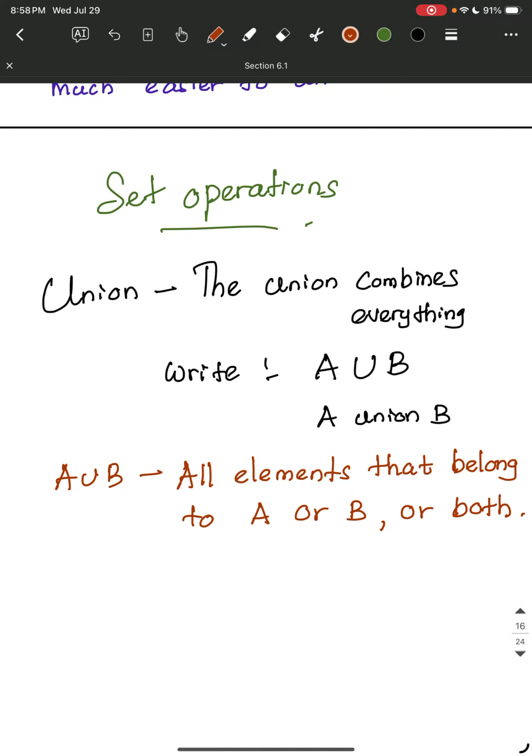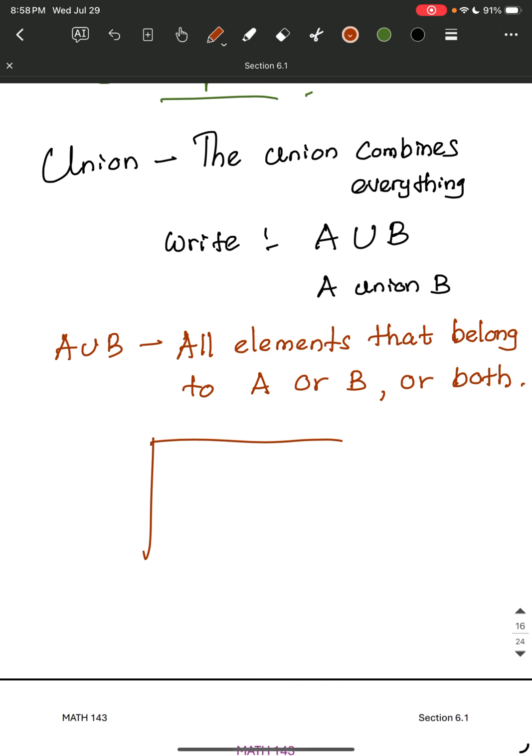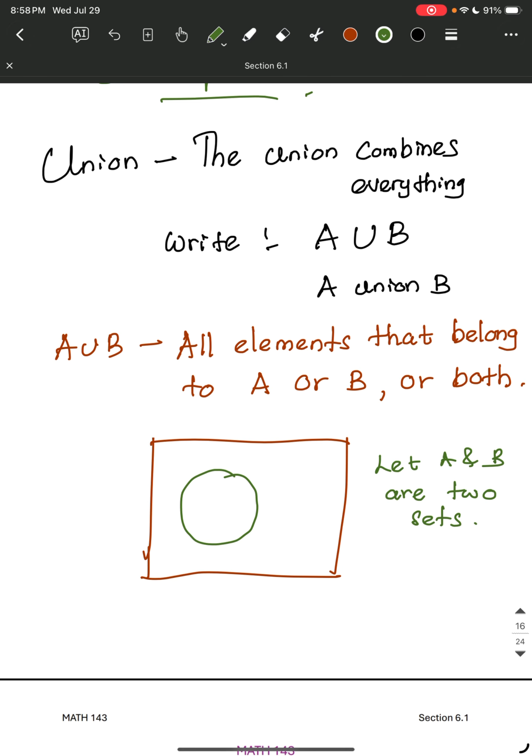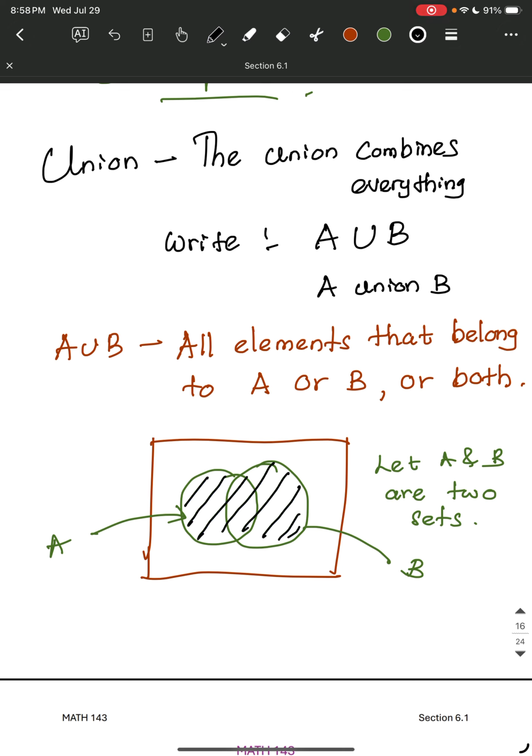Let's draw the Venn diagram. Here we have the rectangle space which represents the universal set, and A and B are two sets, right? So you can see set A and set B. All elements that belong to A or B or both, the space which covers the entire circle area, is A union B, which combines everything in both A and B, A or B or both.